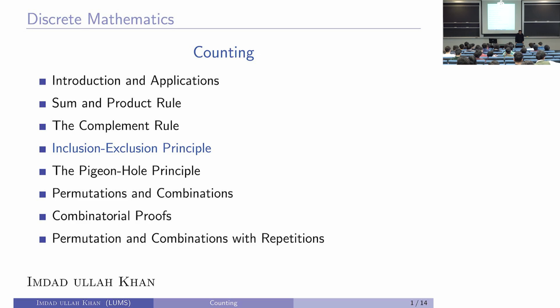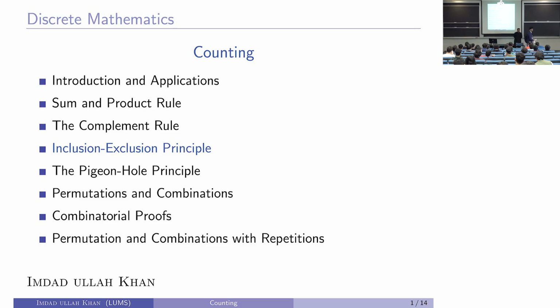So we said that if a procedure can be done in n1 ways, or in n2 different ways, then the total number of ways you can do the procedure is n1 plus n2. Then we talked about the product rule, which is if a procedure can be broken down into two or more successive tasks, and if task 1 can be done in n1 ways, and for each way of doing task 1, task 2 can be done in n2 different ways, then the total number of ways you can do the overall procedure is n1 times n2.